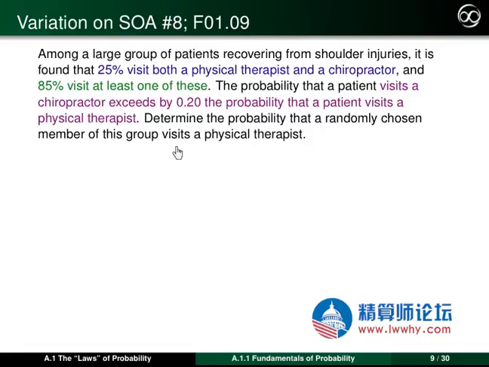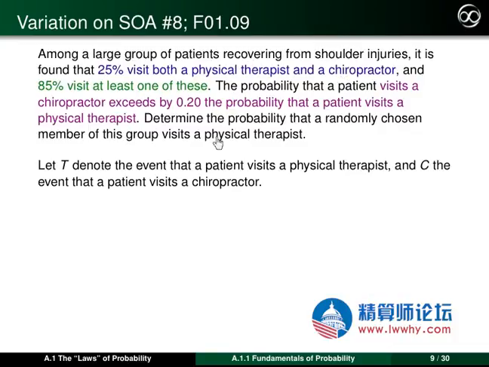Again, we have a word problem. So again, we want to translate everything from words into symbols. We're talking about visiting a physical therapist and talking about visiting a chiropractor. So let T be the event that we visit a physical therapist and C the event that we visit a chiropractor. Our first sentence, 25% visit both. So a physical therapist and a chiropractor. That's an and statement, so it's an intersection. The probability of T intersect C is 0.25.